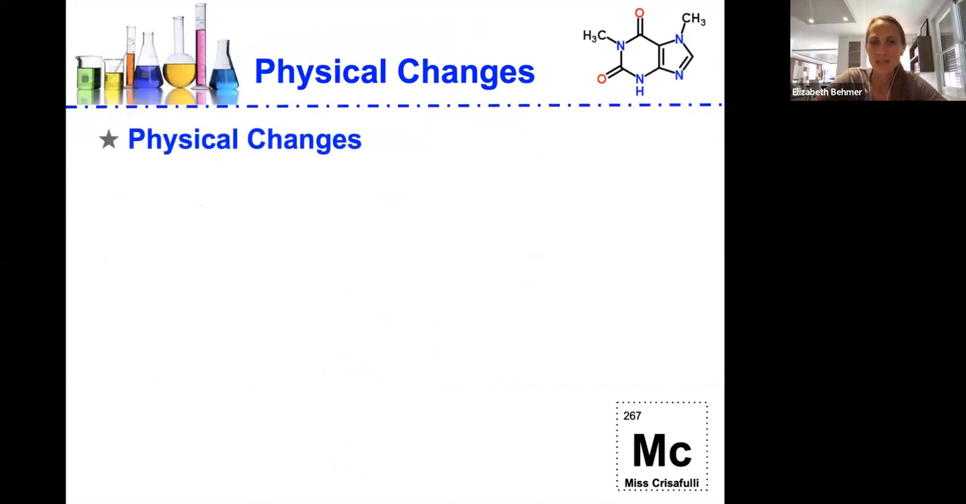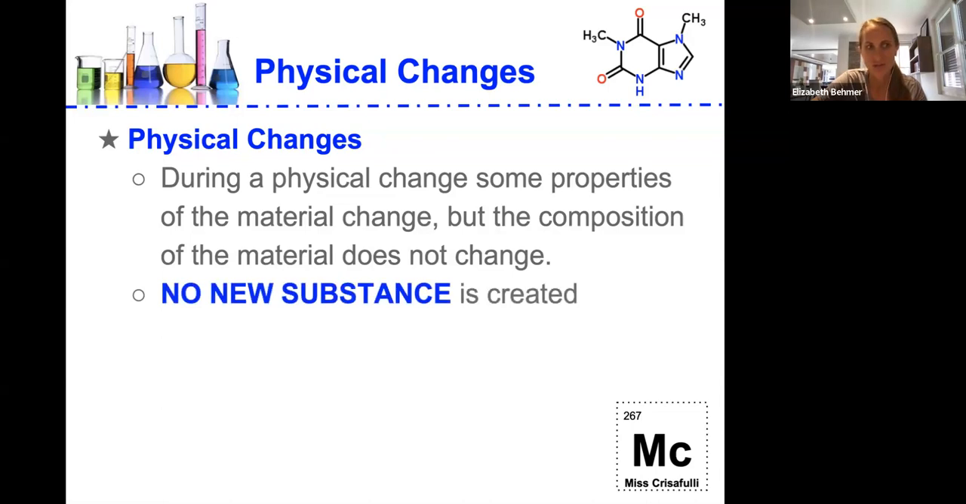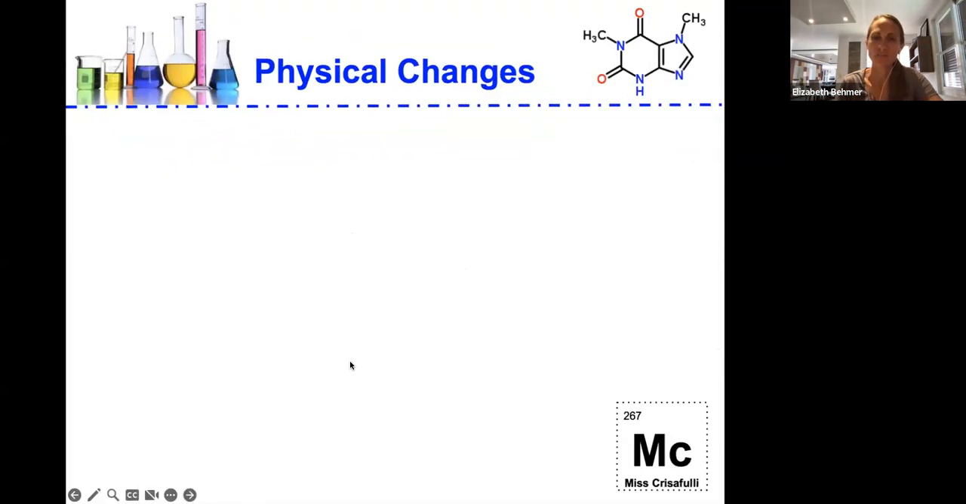More about physical changes. During a physical change, and you'll be looking at your lab activity this week on this, some properties of the material will change, but the overall composition of the material does not change. So that would still be an example of a physical change. There will be no new substance created. So when you're thinking of how to determine between a physical and a chemical change, in a physical change, some properties of the material may change, but the overall composition of the material will not change, and there will never be any new substances created in a physical change.